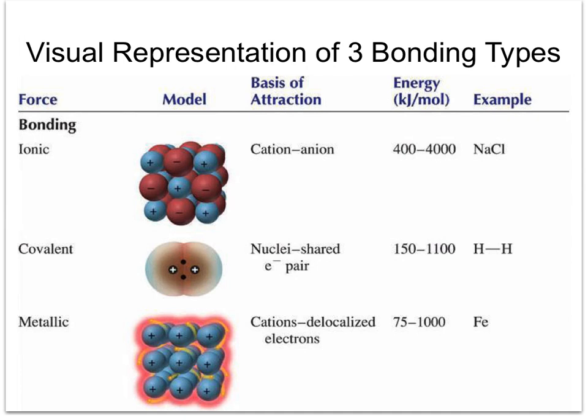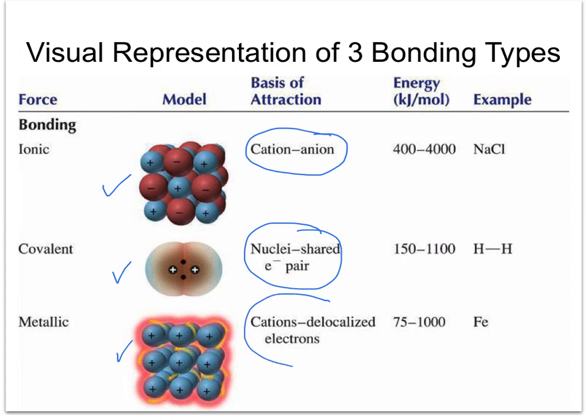You can see the structural model for each in the first column. You can see that alternating framework of positive and negative charge with the close packing for ionic bonds, the discrete molecule for the covalent, and that sea of electrons for the metallic bonds. Of course, the basis of attraction for the ionic bond is the electrostatic attraction between the positive and negative charge. For covalent bonds, it's the sharing of electrons. And for the metallic bonds, it's those delocalized electrons that are allowed to migrate through the cation network. There's an example for each in the end column.